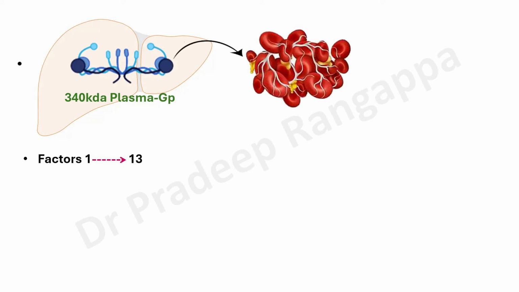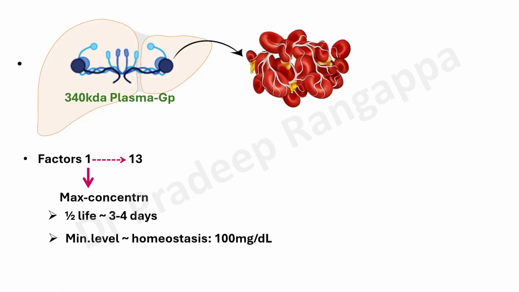So as I said, we have factors 1 to 13 in our body. And amongst these, the maximum concentration is of factor 1, which is the fibrinogen. And just to understand this molecule, the half-life of this is around 3 to 4 days. And the minimum level that one would expect to be in the body to attain hemostasis is 100 milligram per deciliter. So that is the minimum concentration that is required in the body for some sort of hemostasis to happen.